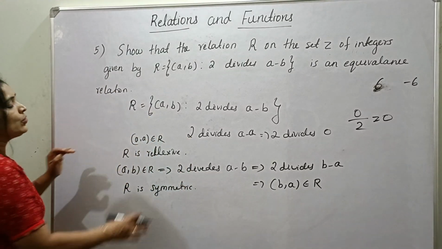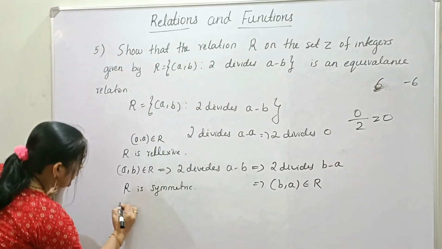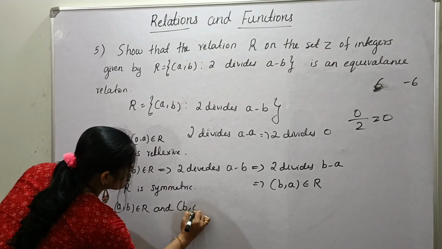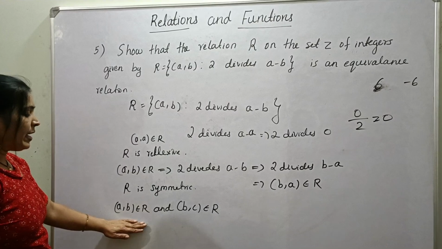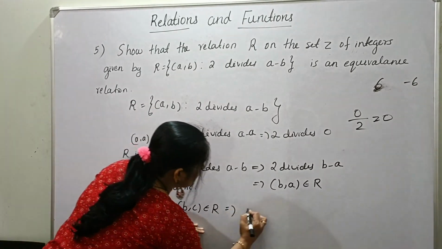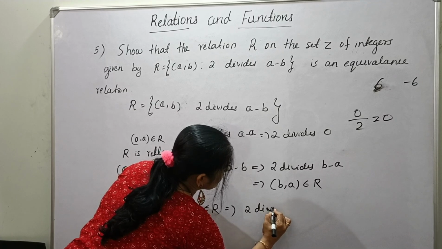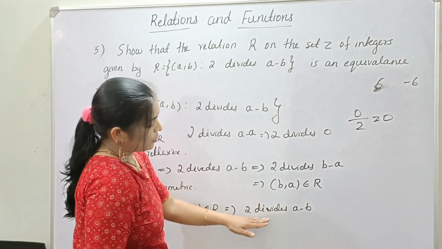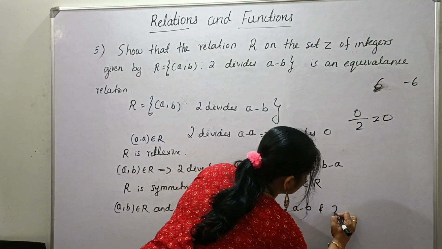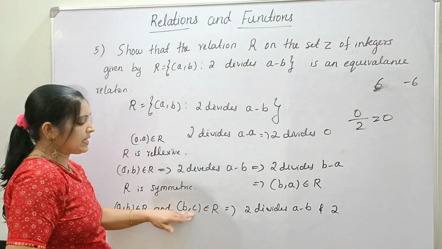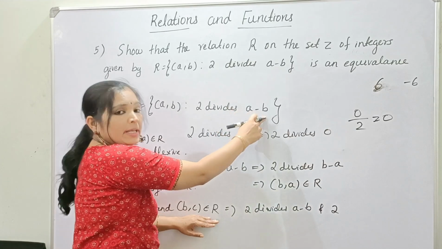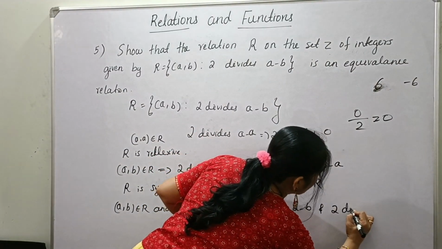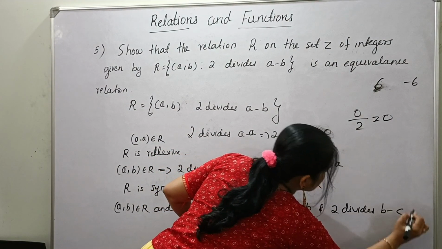For transitive, let us take two elements from R. Let (a, b) belongs to R and (b, c) belongs to R. Since (a, b) belongs to R, 2 divides a minus b, according to the definition of relation. And since (b, c) belongs to R, 2 divides b minus c.